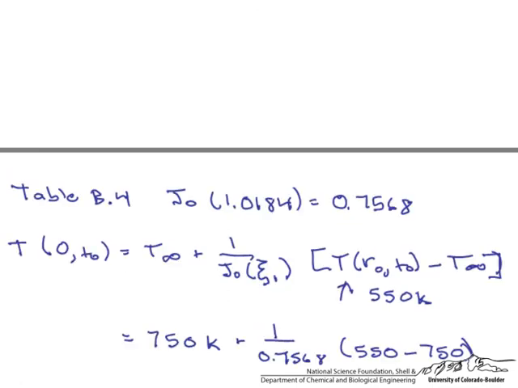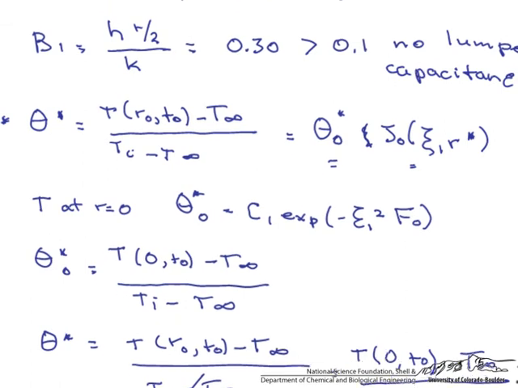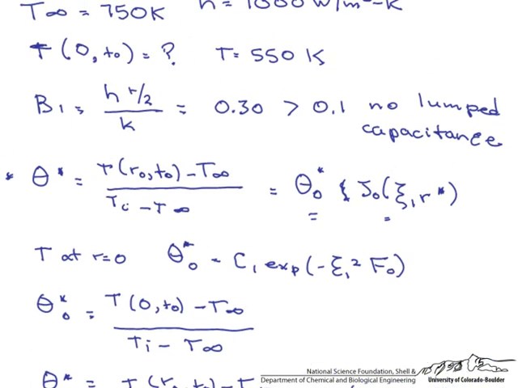So the thing to remember about this is sometimes you have to go back, as I did, to the original expression for what theta star actually means in terms of temperatures. And in this particular problem, we were missing both the initial temperature as well as time. So we had to figure out a way to cancel out not only T sub i, but also the Fourier number.